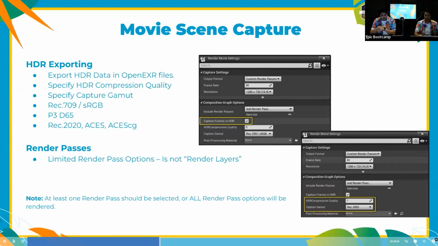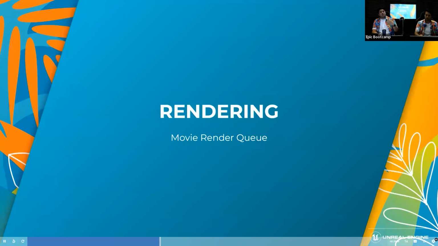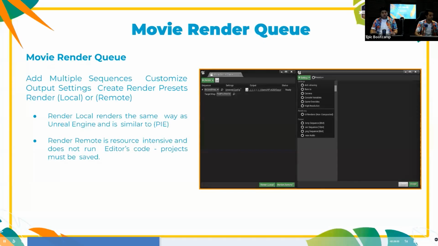And of course, one of the things that you won't have is the ability, for example, to set certain CVARs that will improve the final look of your image. And this is where the movie render queue comes into place. So the movie render queue is actually a manager to render projects.